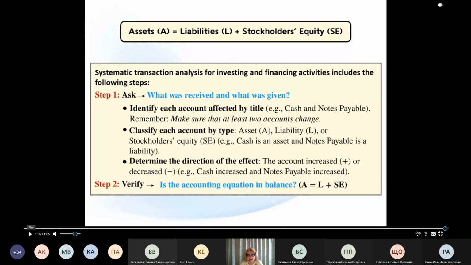And here we should identify each account by title, each specific account by title, and then classify each account by type. So assets, liabilities, and equity. These are the three basic elements in accordance with the main accounting equation. And finally, to determine the direction of the effect, there are two possible outcomes: plus or minus, increase or decrease. And finally, we should verify that the accounting equation is in balance after each business transaction.